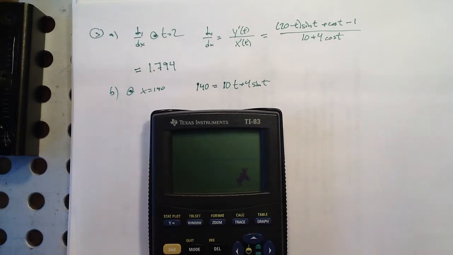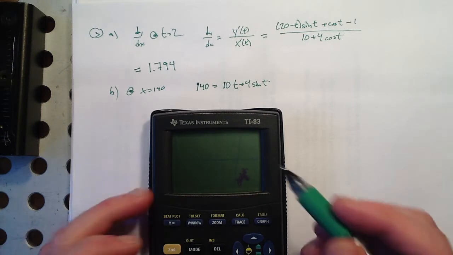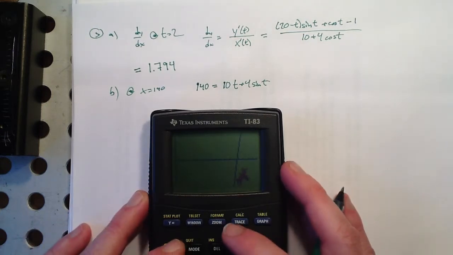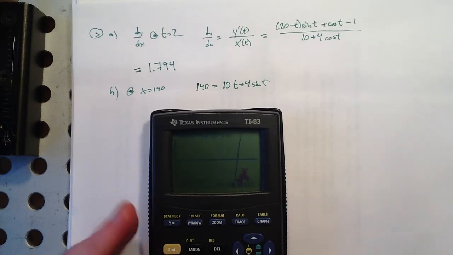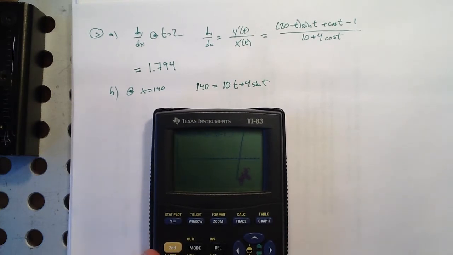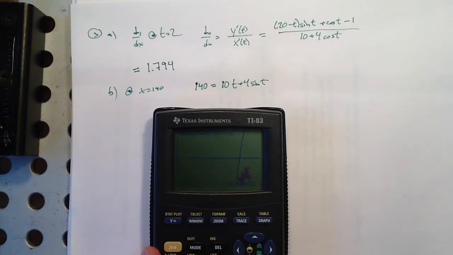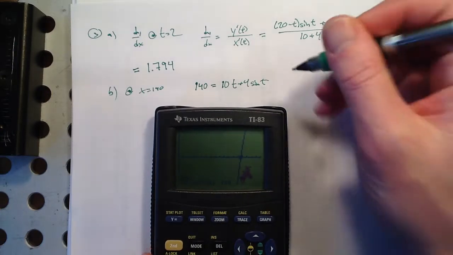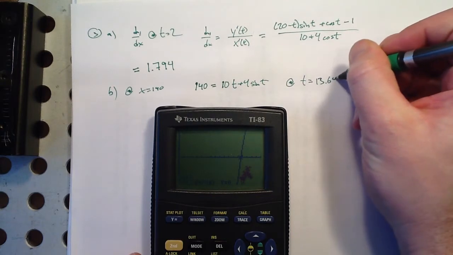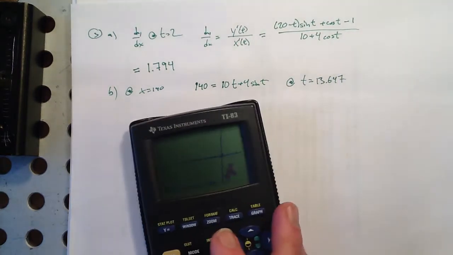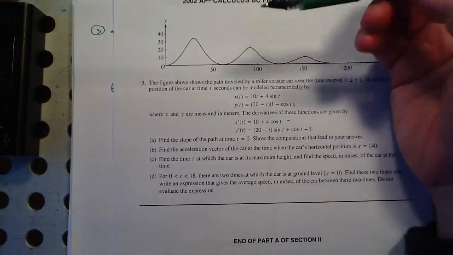There we go, right there. So second, calculate, find that zero. It's between 0 and 18, that's my window, and it only happens once. Bam, there it is, 13.647. So that happens at t equals 13.647. Looking back at the graph, that looks pretty reasonable, right?